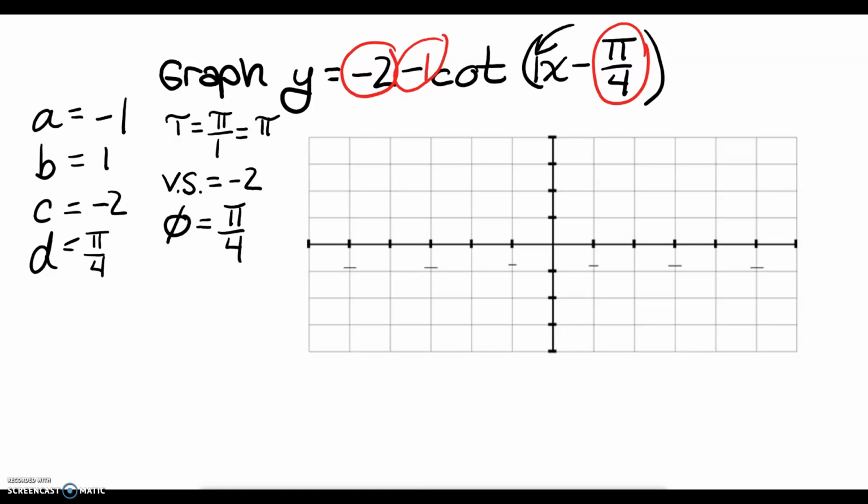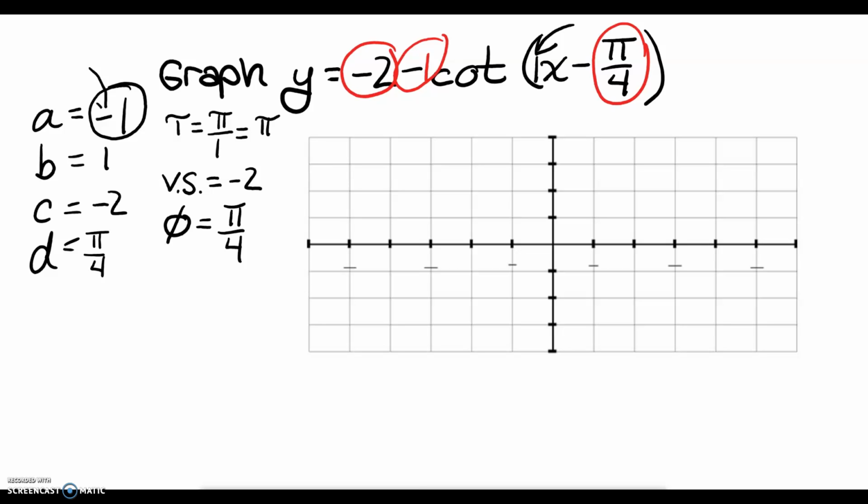And then our cotangent does not have amplitude, all right? So we're not going to say that it is an amplitude. We are going to say that we have either a stretch or compress factor. All right, so if a is negative 1, the absolute value of a is 1. 1 doesn't change the value of my graph, so there is no stretch or compress factor here.